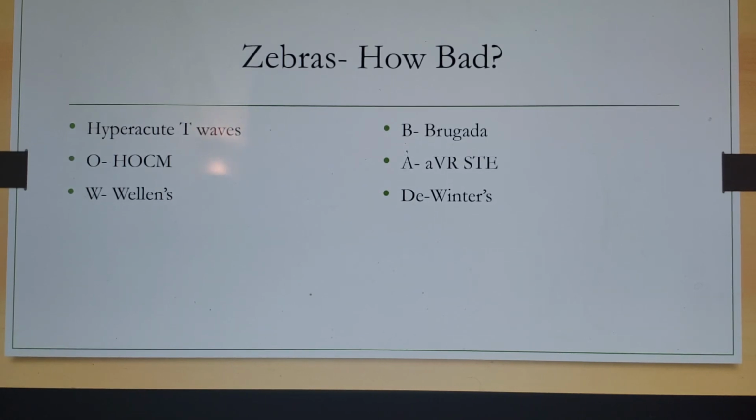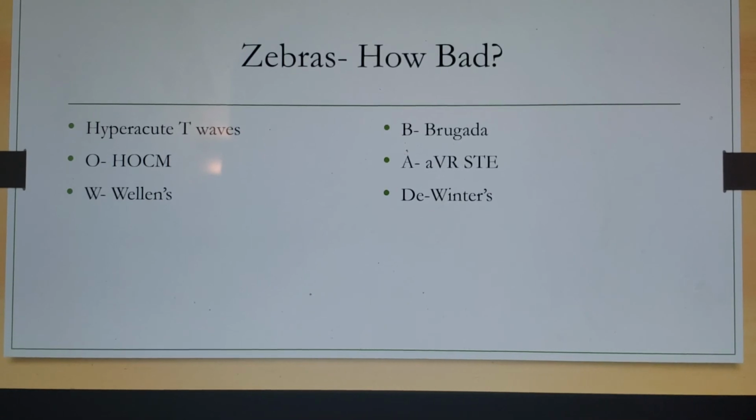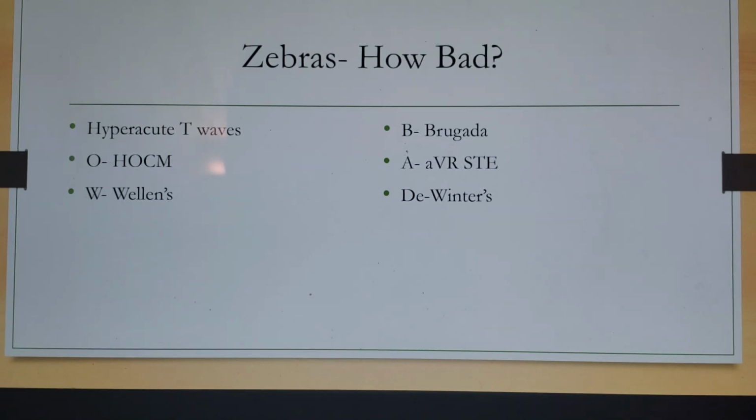One mnemonic I use for my zebras is HOW BAD. And so what you have are hyperacute T waves. We talked about those, your De Winter's T waves, right? Your hypertrophic cardiomyopathy is your O. It's your big thickened septum. So remember, you get those huge QRSs that touch the QRSs above them. Wellens, so remember those, your biphasic T waves. So your T wave goes up and then down, or deep T wave inversions. Brugada, remember that's your saddleback.